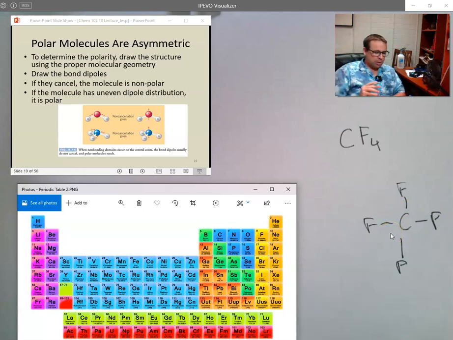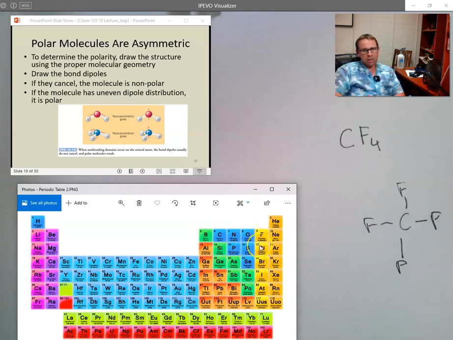Okay, so the way we determine whether it's a polar bond is simply by their location on the periodic table. Fluorine, oxygen, and nitrogen are the three electron hogs. They hold on to electron density tightly compared to everybody else. So anything that bonds with them will form a polar bond. If you have sulfur and oxygen bonding, for example, that's a polar bond.